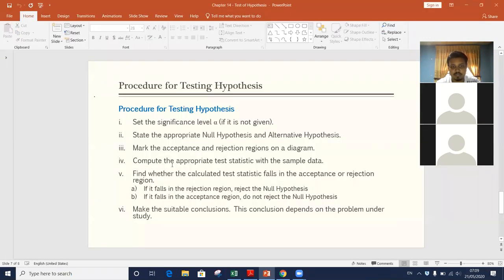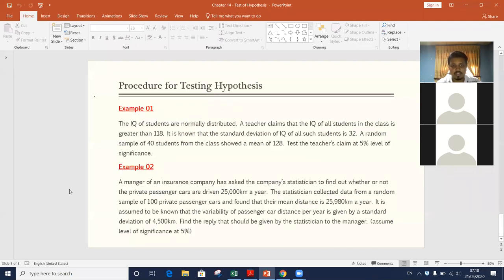We need to determine that to mark the acceptance and rejection regions. And then we need to compute the appropriate test statistics with the sample data. Using the sample data we need to calculate the z value. And then find whether the calculated test statistic falls in the acceptance or rejection region. Where does the calculated amount fall, in the acceptance region or the rejection region? Right? And then we should be able to make a suitable conclusion. Right, example 1.